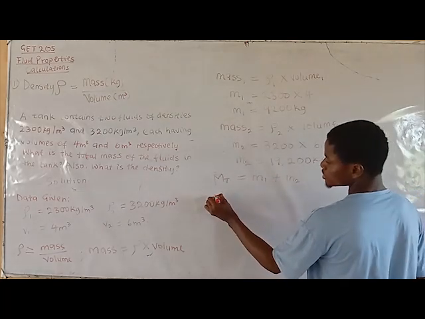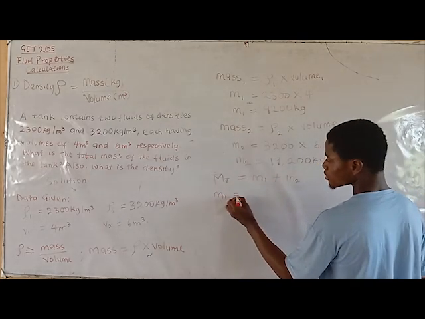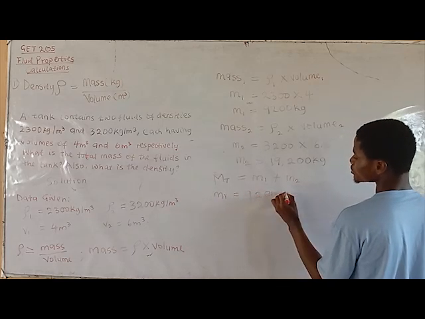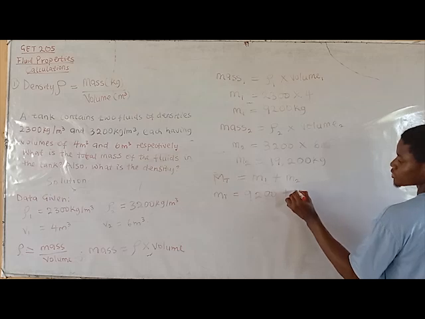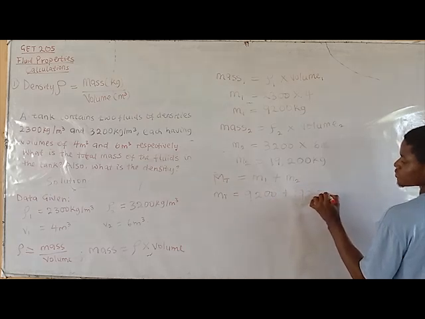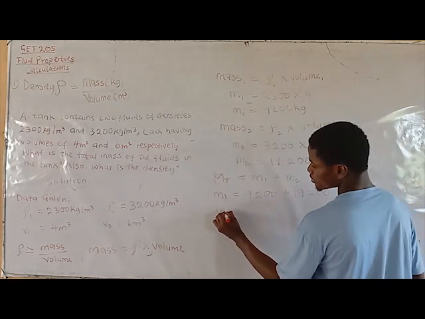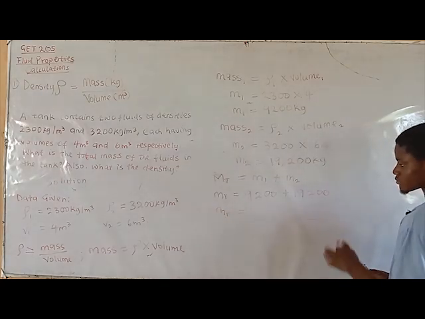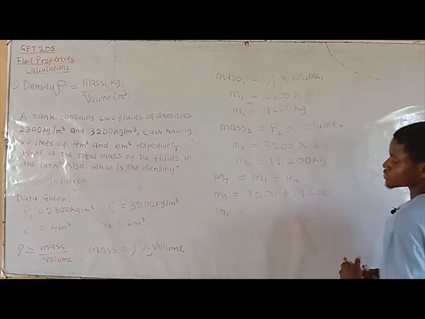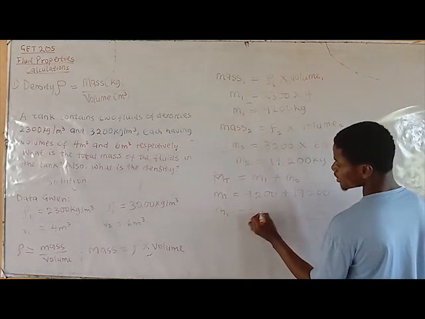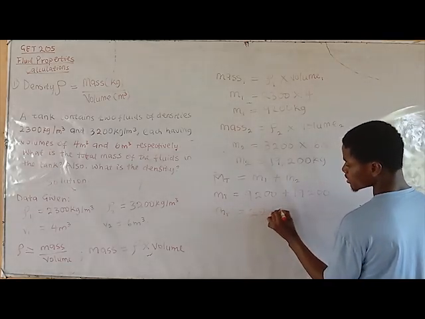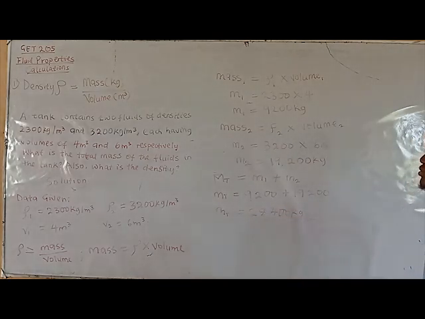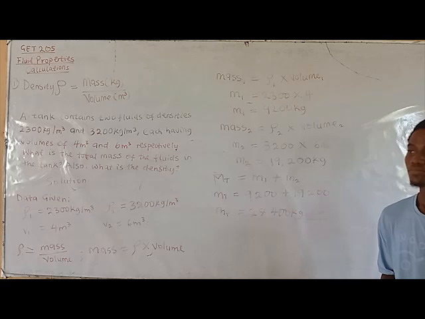So total mass, or MT, equals M1 plus M2. So you say MT equals M1, which is 9200, plus M2. So when you add that up, what does it give? 28,400, I presume. 28,400 kilogram.